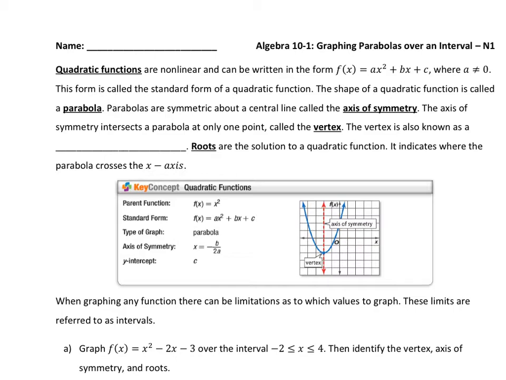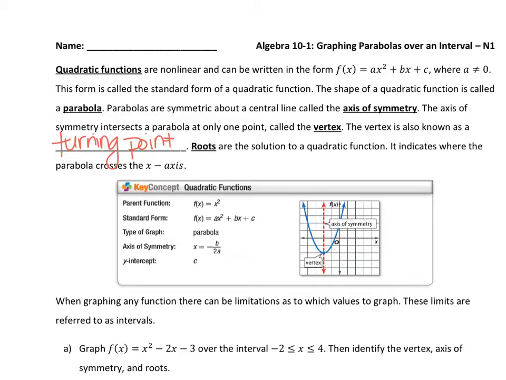The shape of a quadratic function is called a parabola. A parabola is symmetric about a central line called the axis of symmetry. The axis of symmetry intersects the parabola at only one point called the vertex. The vertex is also known as the turning point. Roots are the solutions to a quadratic function and indicate where the parabola crosses the x-axis.